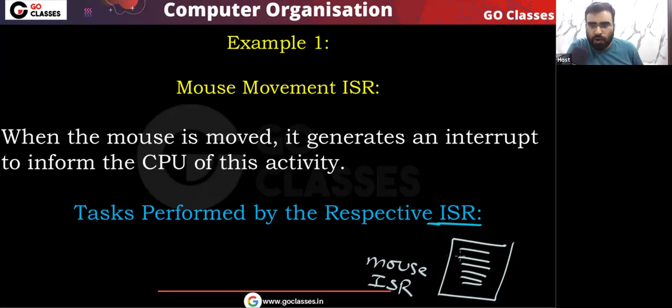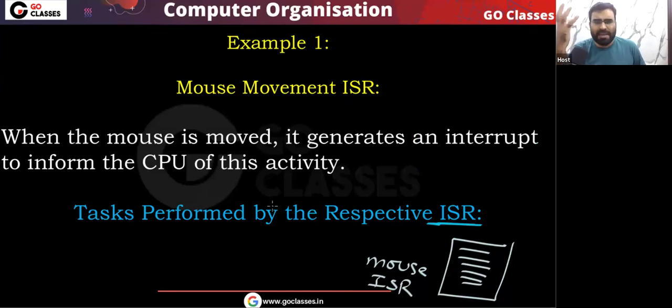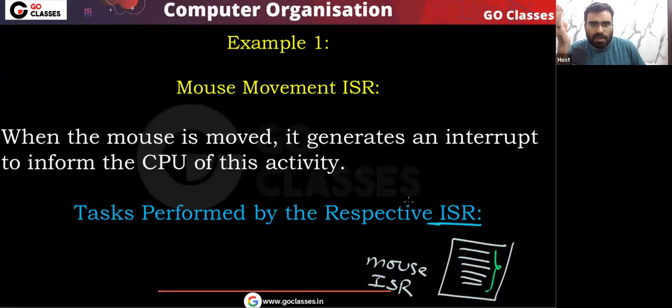Can anyone tell me what will happen inside this? When you move the mouse, the interrupt goes to the CPU, and the CPU needs to execute the mouse interrupt service routine, because it needs to service the interrupt coming from the mouse. Can you guess what will happen inside this ISR, what code is inside? Just take a guess. Now what action will be taken by the CPU? What will be happening inside this program? Can anyone guess? Very easy.